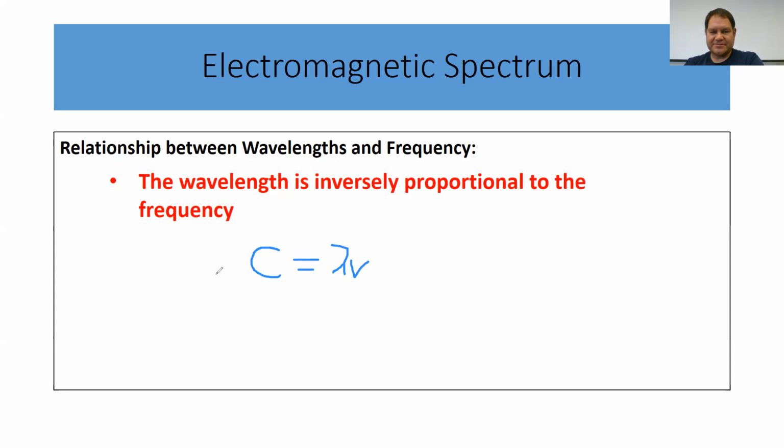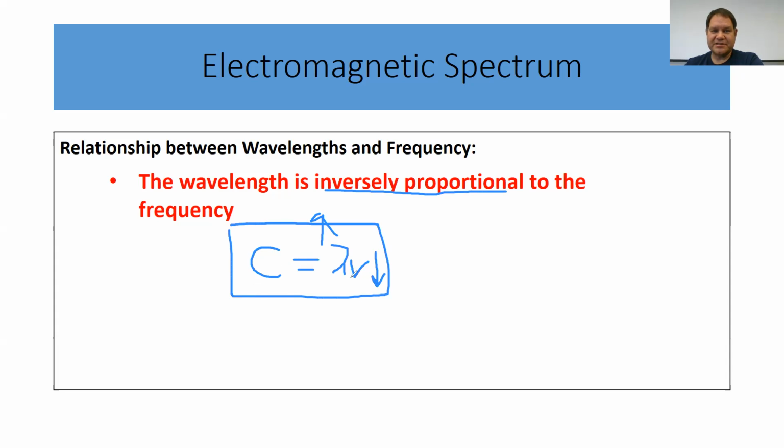And this equation right here gives us the inversely proportional relationship. As the wavelength goes up, in order to keep light at a constant speed, the frequency must go down to keep that constant, okay? So keep that in mind, inversely related.